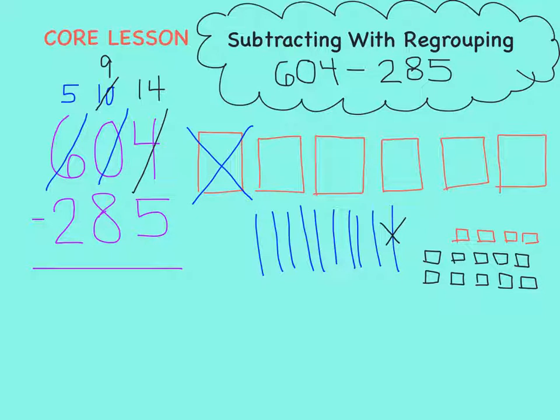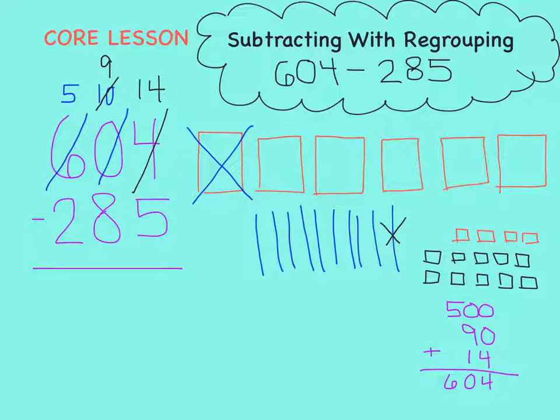Before we subtract, let's make sure these different parts still equal 604. I have 5 hundreds, that equals 500. I have 9 tens, which equals 90, and I have 14 ones, which equals 14. When I add them up, they equal 604. That means that 5 hundreds, 9 tens, and 14 ones still equal 604. It just looks a little different.